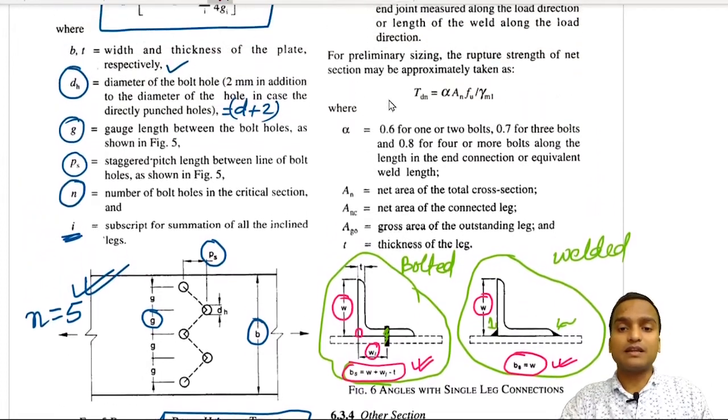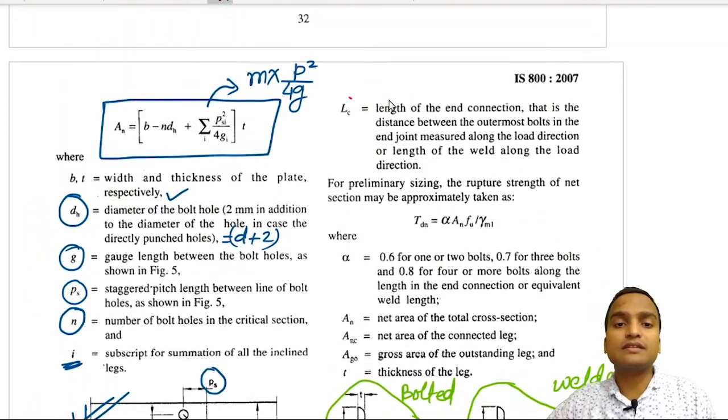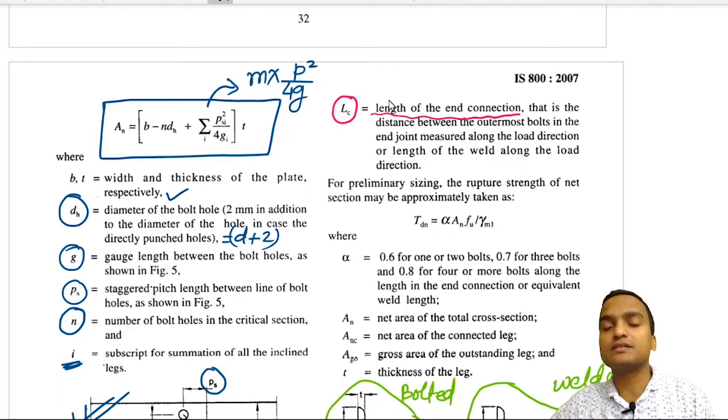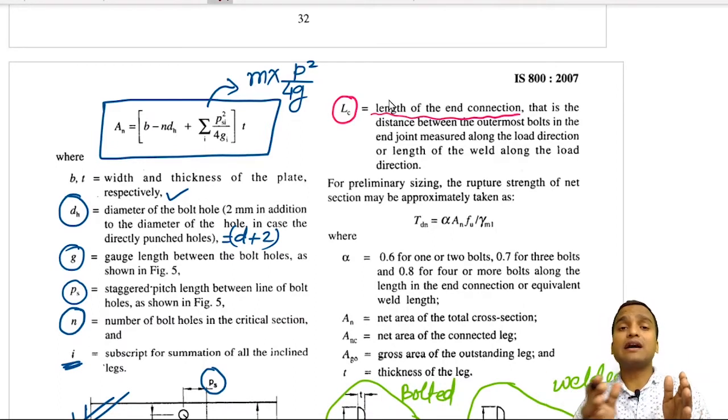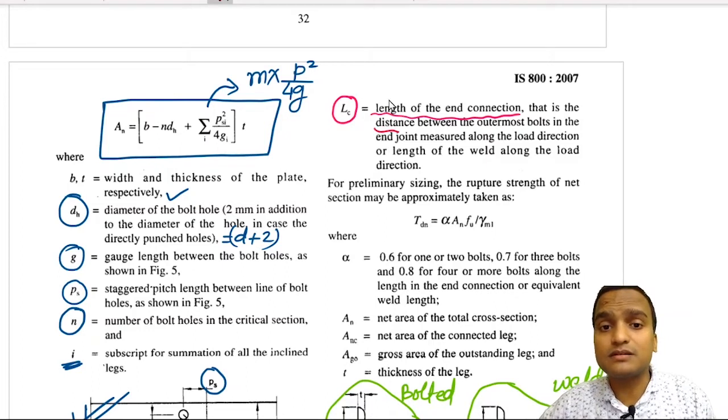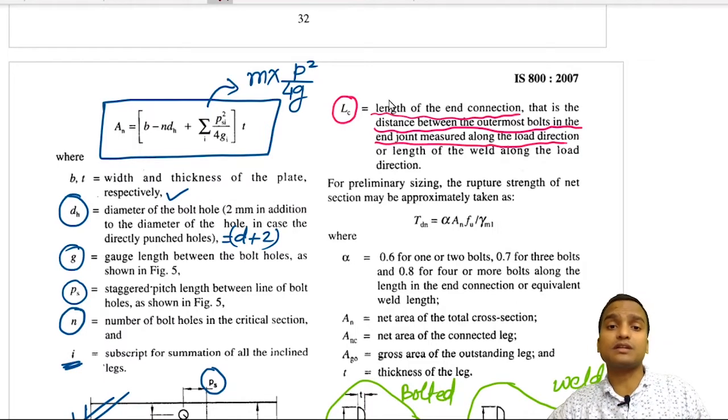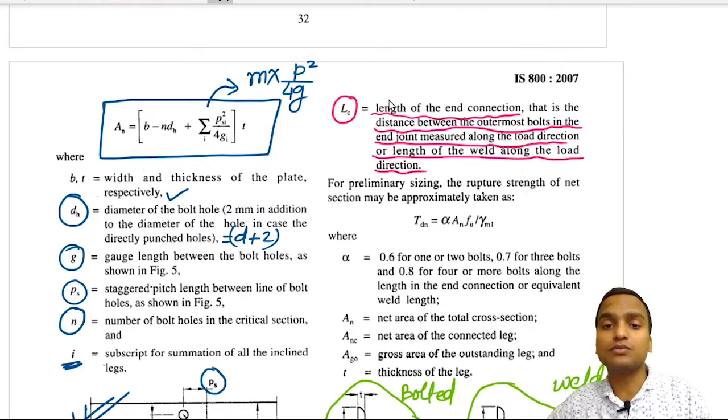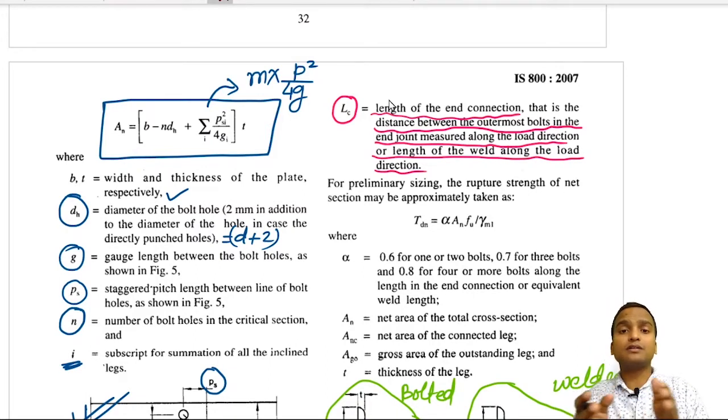After understanding bs and w, next is Lc, and Lc represents the length of the end connection. So we have to take the entire length of the end connection. The length of end connection is the distance between the outermost bolts in the end joint measured along the load direction, or the length of weld along the load direction. So it is the entire distance between the outermost bolts.